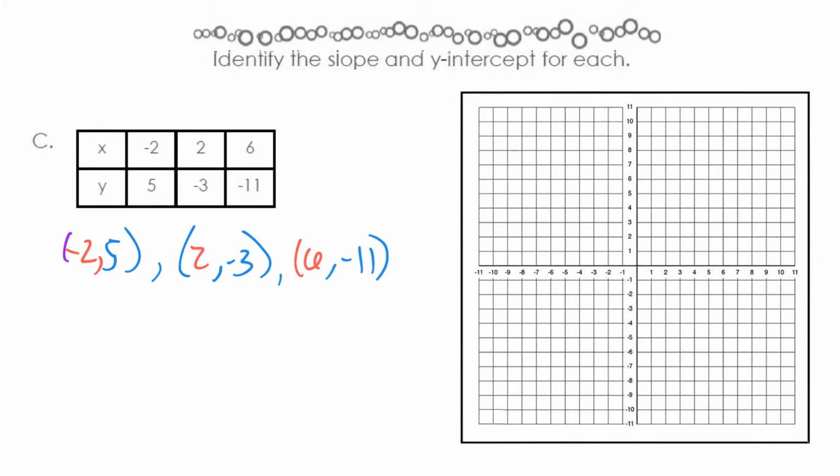So I'm going to start by plotting -2, 5. So I'm going to look at my x, -2, and then up here, 5. Then I'm going to plot my next point as 2, -3. And then my next point is 6, -11. And then I'm going to connect my dots as easily as I can.